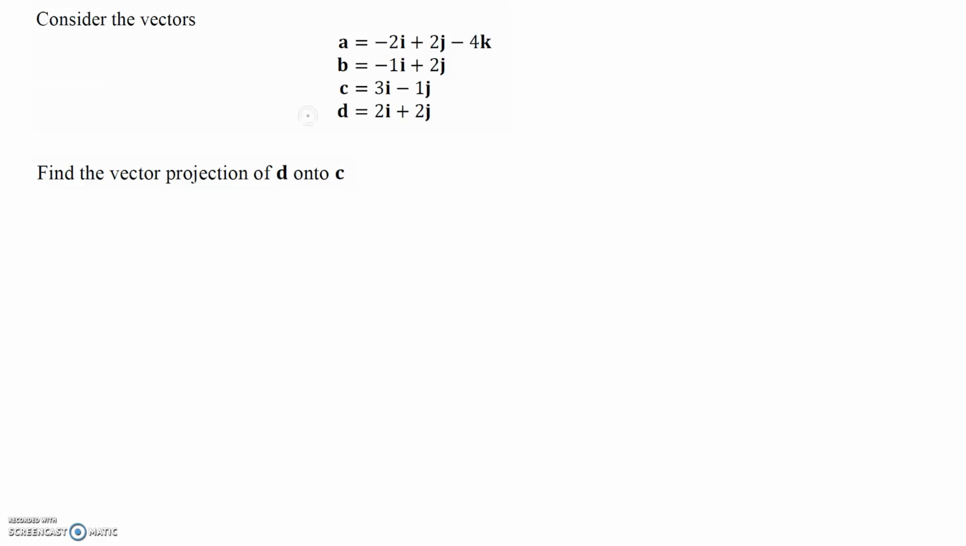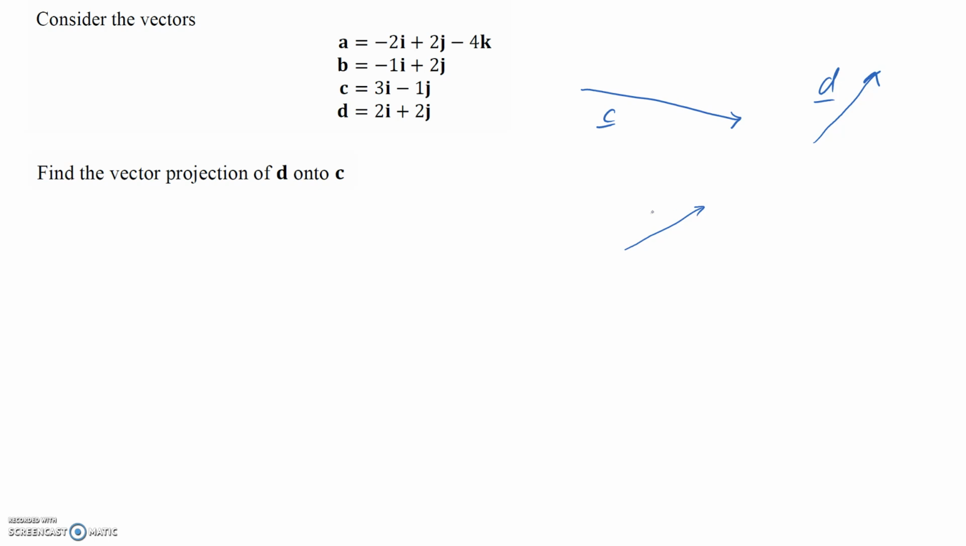So we're considering a series of 4 vectors, and here we're asked to find the vector projection of D onto C. So let me start by just drawing out what D and C are quickly. So C is 3i minus 1j, so it's going to have quite a big positive x component and a small y component going downwards. So that's C. And D is 2i plus 2j, so both are positive x and positive y component, which is D. So what we're looking for here is the projection of D onto C.